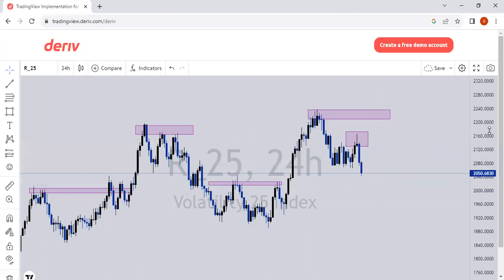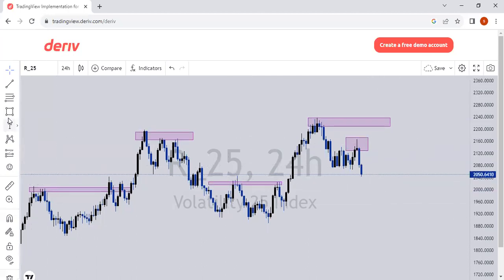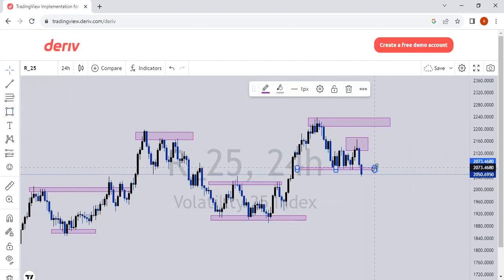So let's mark our support. The support is a place where price begins to go up. So this is a support. This is a support here. This looked like support initially, but price has moved out of that support and pushed out of it. So what do we do?